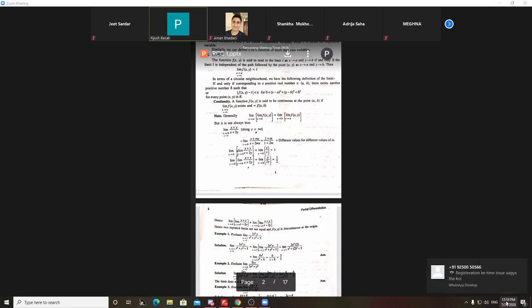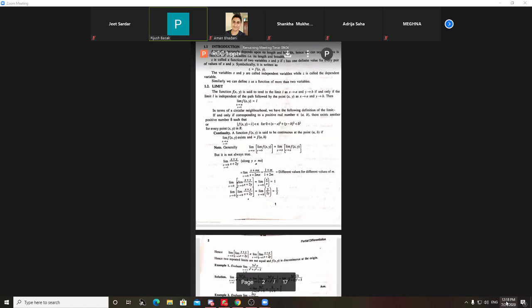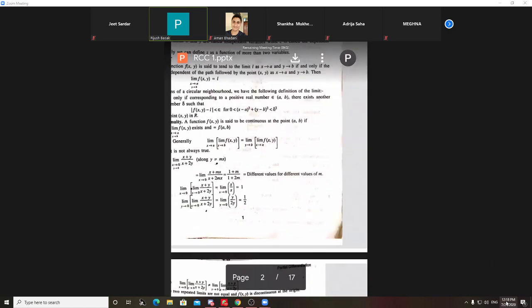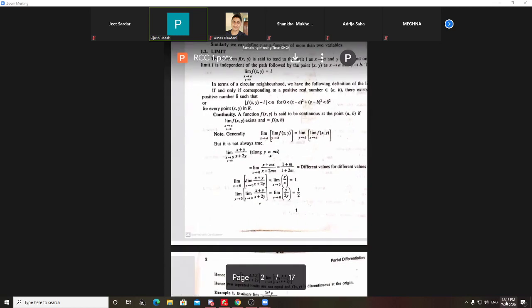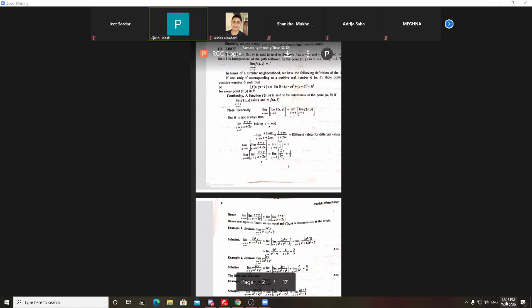See, yes, this one. Okay, one second, because this is a difficulty in Zoom. Yes, this is the definition of continuity. No, never mind.